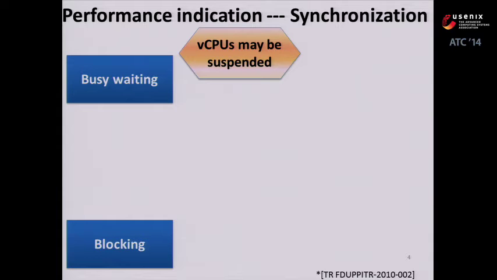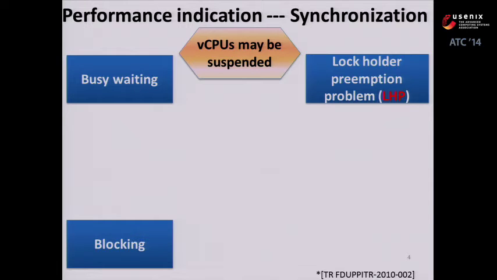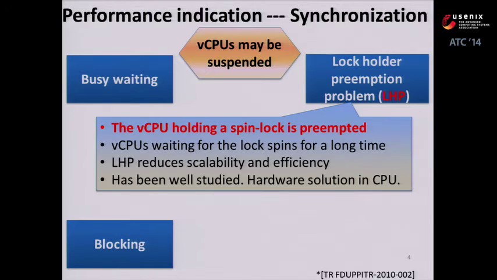With busy-waiting synchronization, because a virtual CPU may be suspended at any time, the lock holder preemption problem can be caused. The lock holder preemption problem occurs when the virtual CPU holding the spin lock is preempted, so other virtual CPUs waiting for the lock must spin for a long time to get it. It reduces scalability because it significantly increases the length of the critical section, and it reduces efficiency because of the spinning. This problem has been well studied, and there is a hardware solution implemented in the CPU.